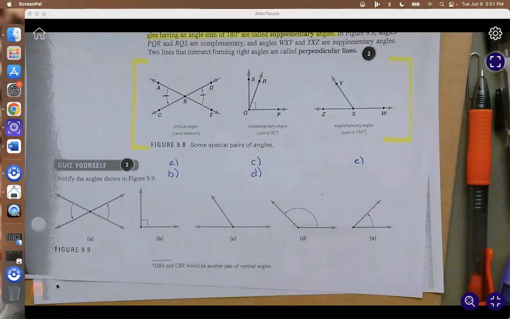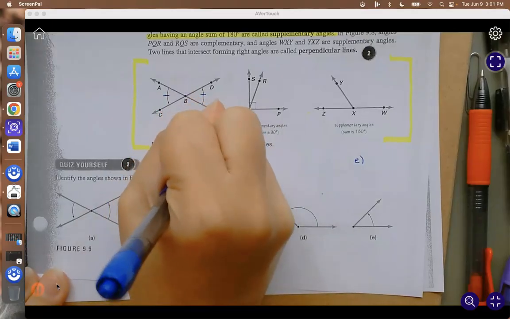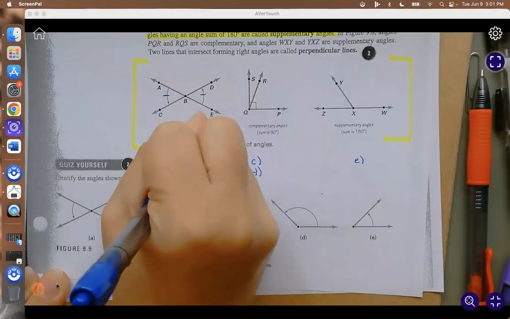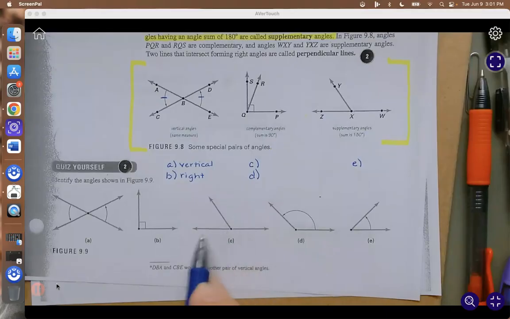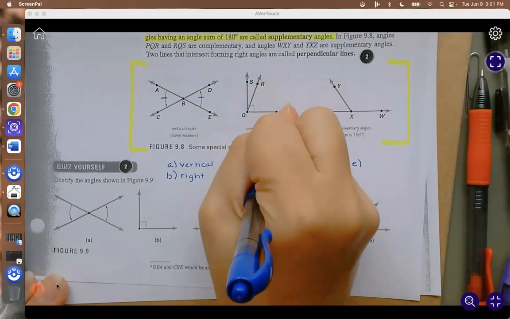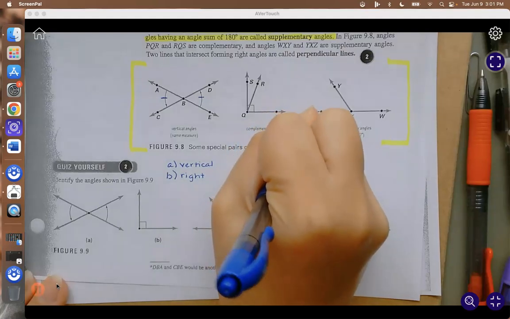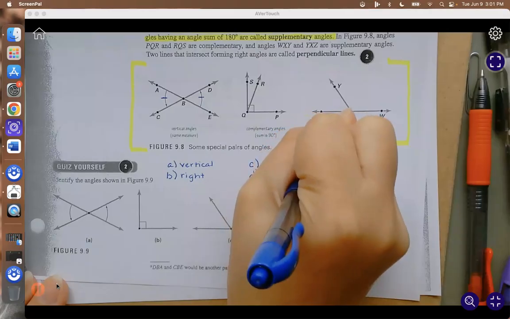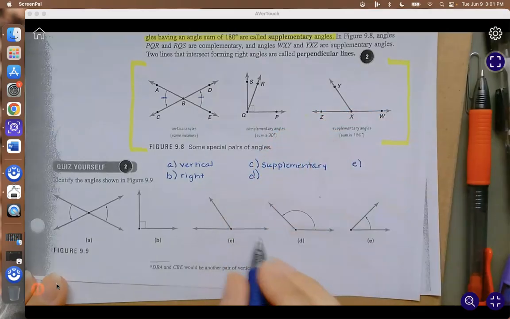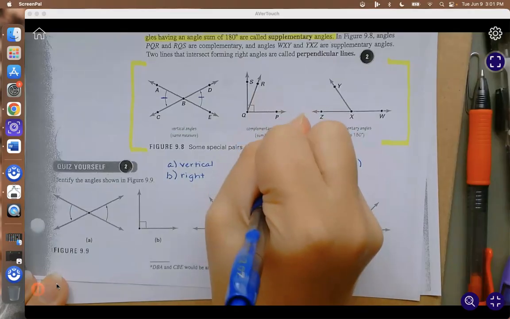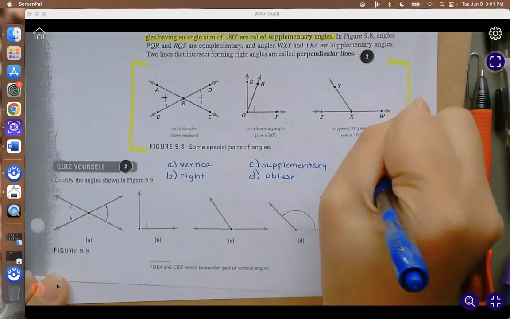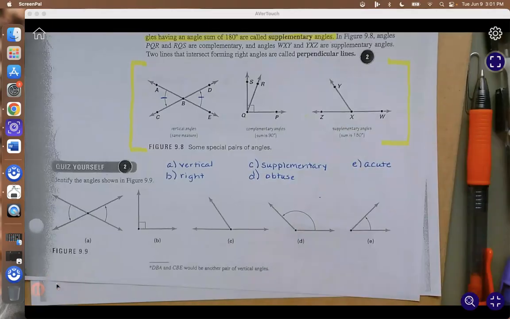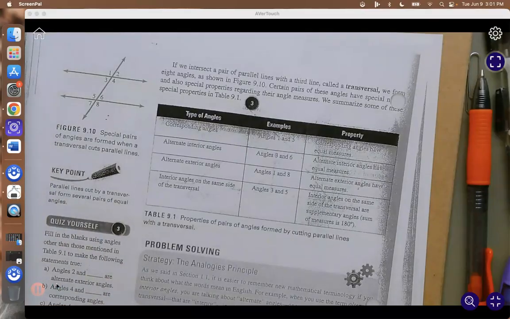Okay? So A, those are vertical angles. B, that's a right angle. C, if I put these two together, they make a straight line, so that's supplementary angles. D, this is more than 90 degrees, so that's an obtuse angle. And this one's less than 90, so this one is an acute angle. All right, like I said, there's not a lot of problems here.